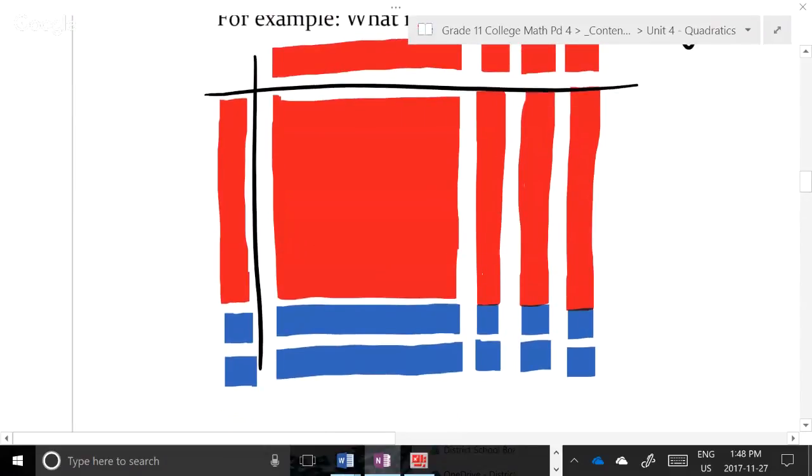Okay, all together, what is this? X squared, x, and x. But this down here is negative, and those are all negative.